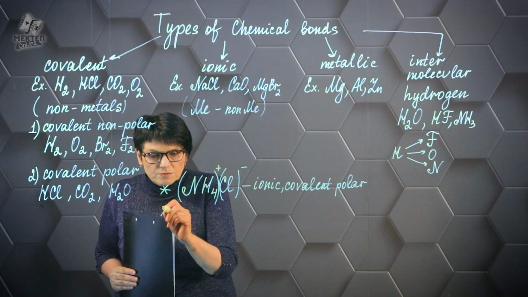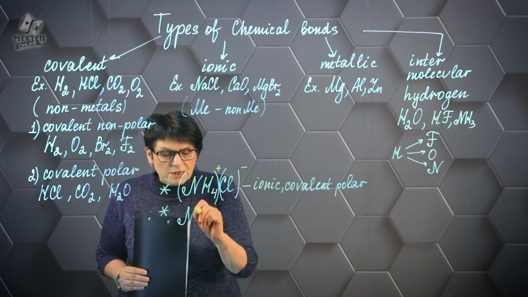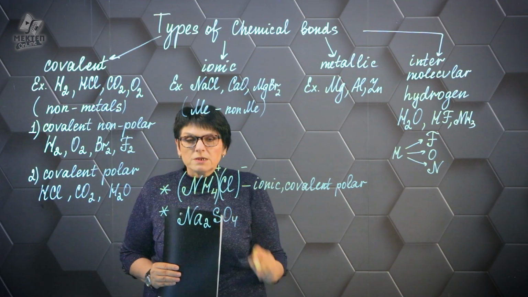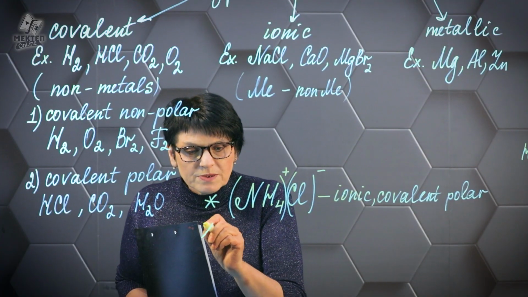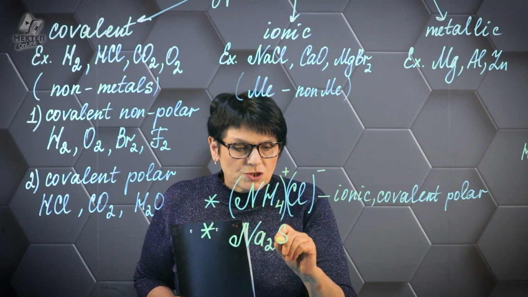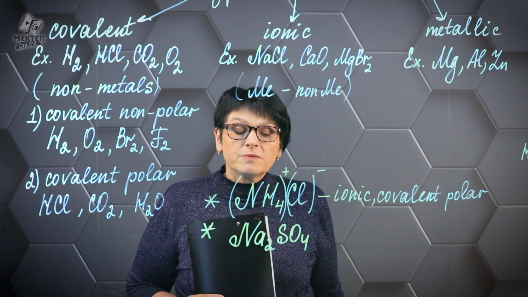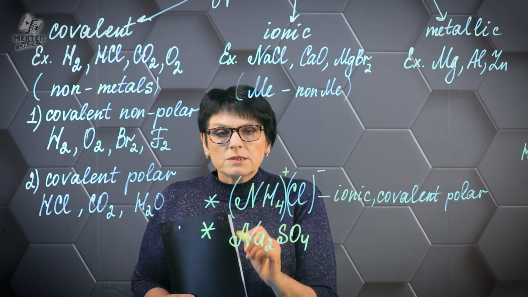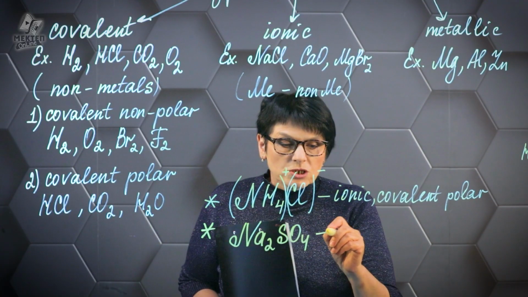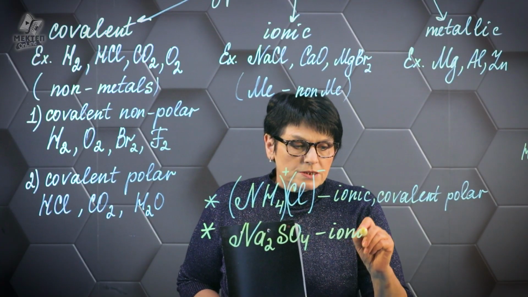Let me give you another example. Let's say, for example, this were sodium sulfate, Na2SO4. What kind of chemical bond? Let's analyze it. Sodium is a metal. Sulfur and oxygen are not metals. Of course, there is an ionic bond here.